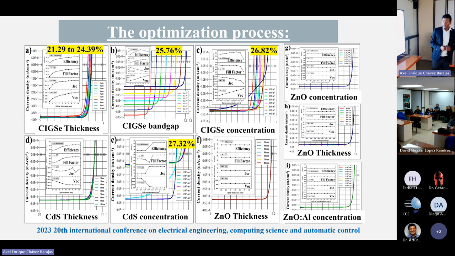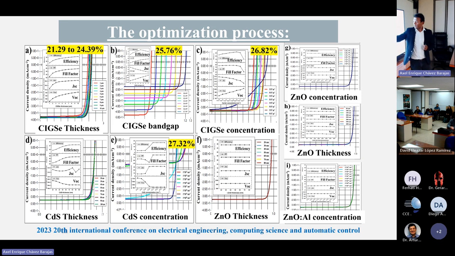Due to the increase in thickness, the absorption of photons in the device increases. This is the reason that it increases. After that, we focused on the different band gap. Since the band gap is directly related to the open circuit voltage, VOC, with increasing band gap from 1.0 to 1.7, you can see the increase.